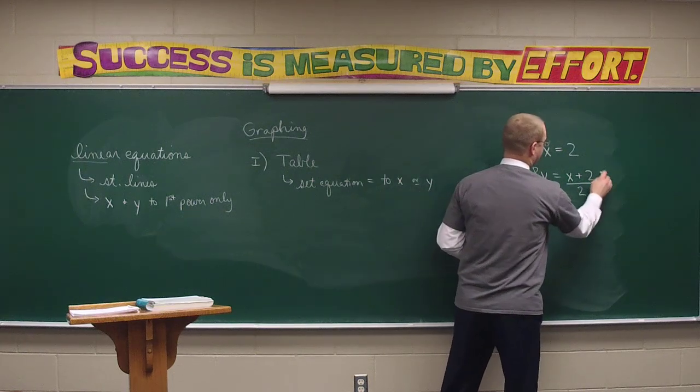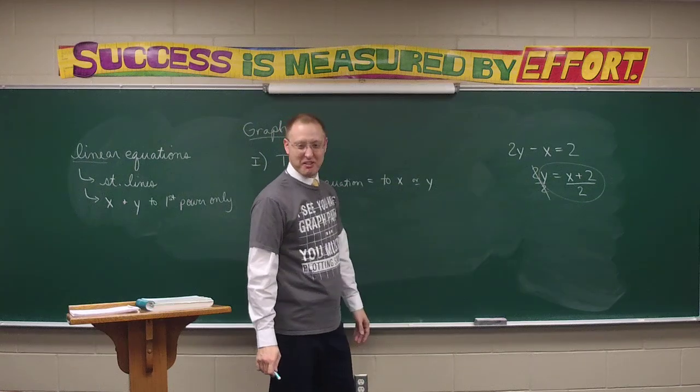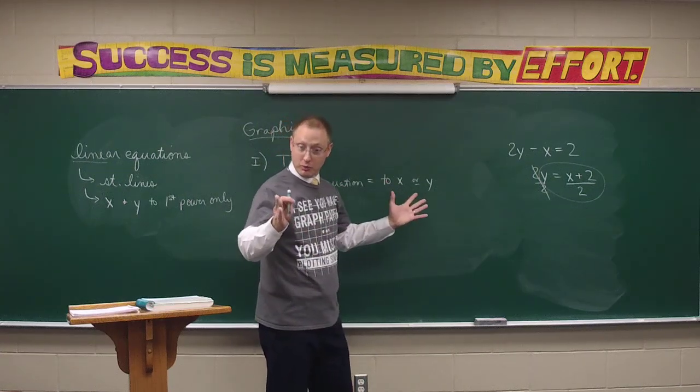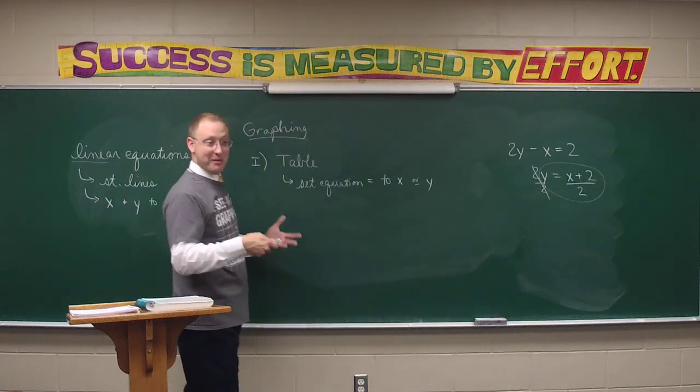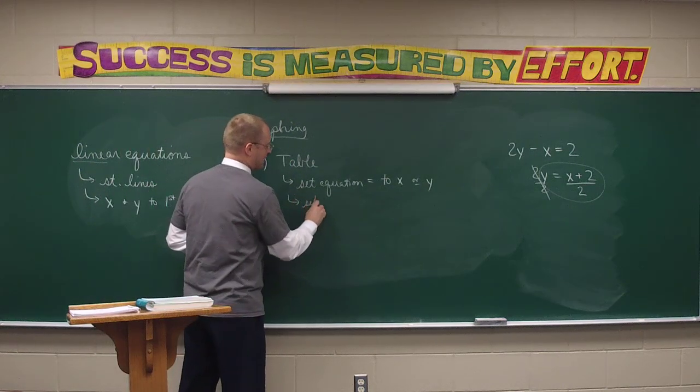Now, I'll be honest, I actually liked your first choice. I liked the x better, because when you do the y, you get this ugly fraction, but you know what? It's okay, we're going to roll with it. The point is get a letter by itself. That's all that really matters. All right, step number 2 is to set up an xy table.